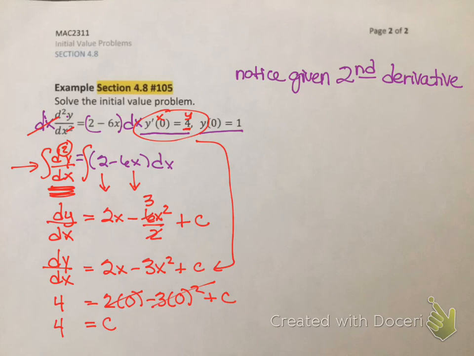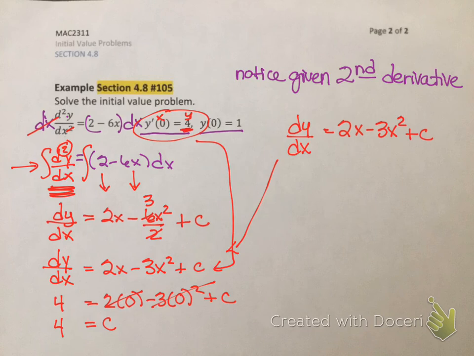Now let me say right here, no, you will not always just get out this number for c. You have to plug in what you are given. So I am now looking at this equation: dy dx is equal to 2x minus 3x squared plus c.